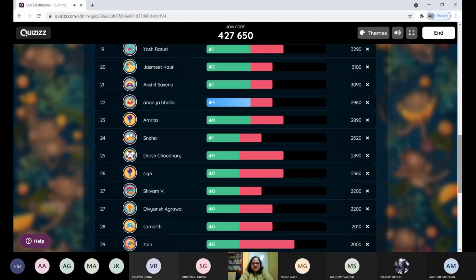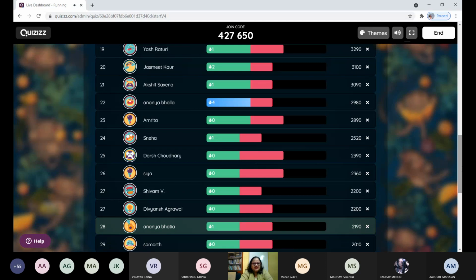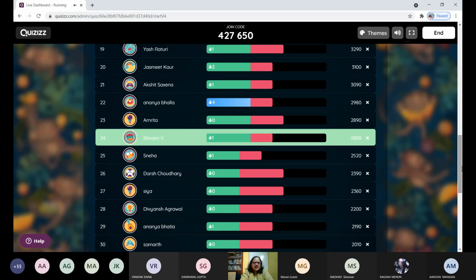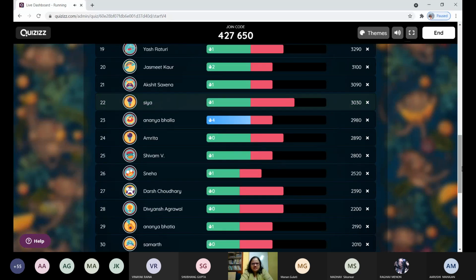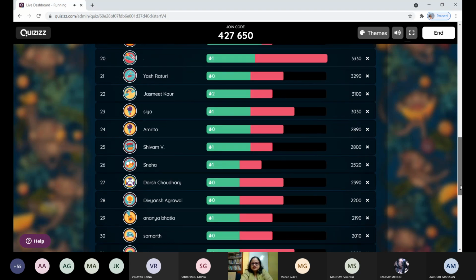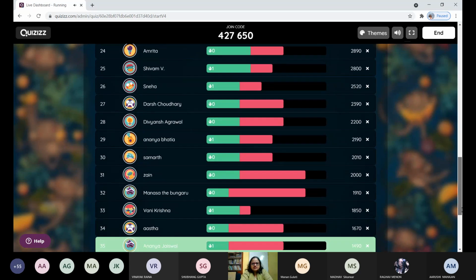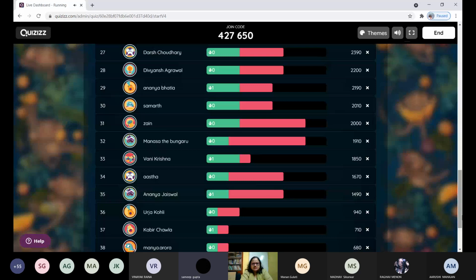Come on, Darsh, Sneha, Sia, Shivam, Divyansh, Samarth, Zion, Yashruti, come on, you can do even well. Nanya, Akshit, Jasmeet, Samarth, come on. Ma'am, I've done the quiz. Kabir, Urja, come on, Urja. Anya, Ani. Ma'am, I have done the quiz.